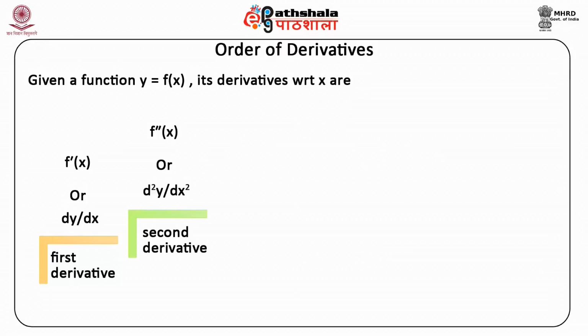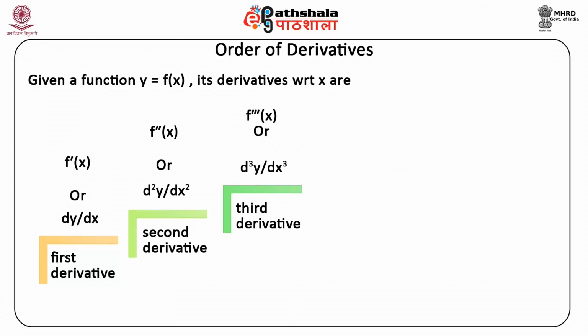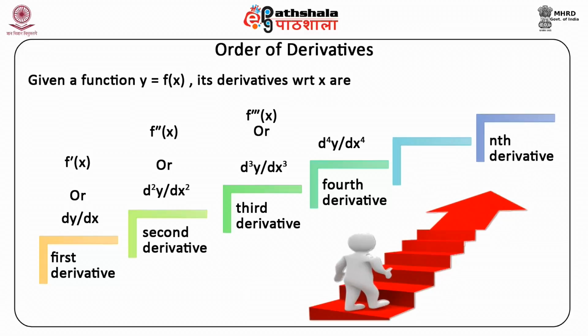Proceeding in a similar manner, we can obtain the third derivative, that is d cube y upon dx cube. Fourth derivative d4y upon dx4, going till the nth derivative dny upon dx to the power n. The first, second, third, going till nth derivatives are also denoted by f dash x, f double dash x, f triple dash x, going till fnx.